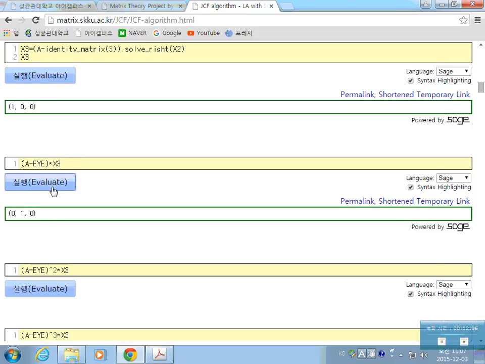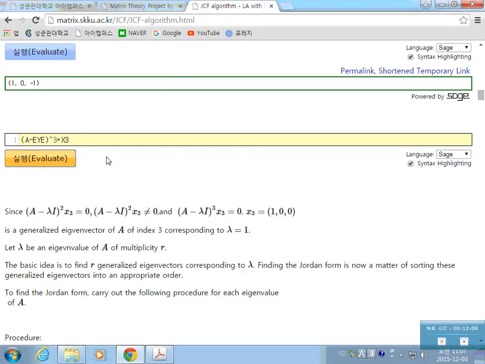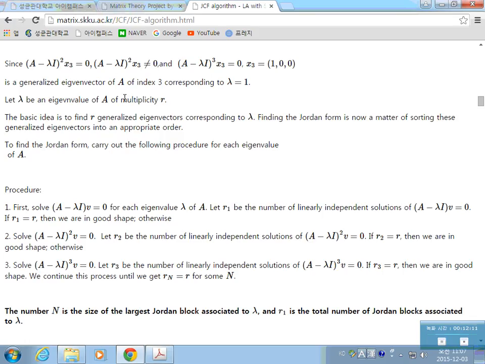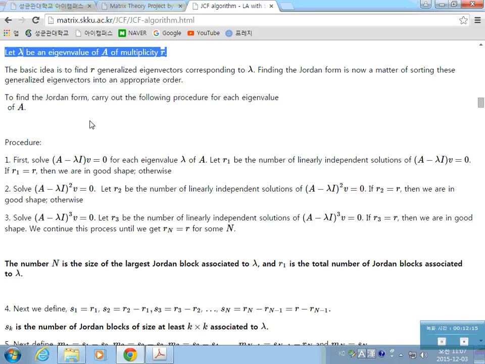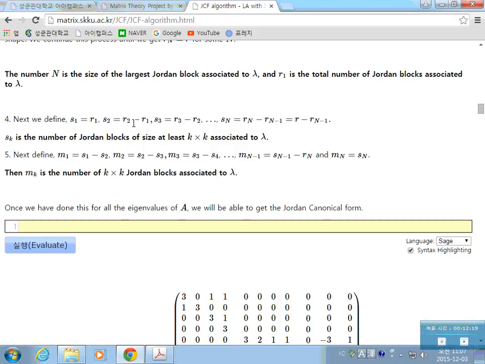In order to do this, you need to compute this and find the number of linearly independent eigenvectors, which gives you the dot diagrams. r1, r2 and r3 are like this. The differences of the r_i's give you the number of Jordan blocks of size 1 by 1, this gives you the number of Jordan blocks of size 2 by 2, and this gives you the number of Jordan blocks of size 3 by 3, and so on.